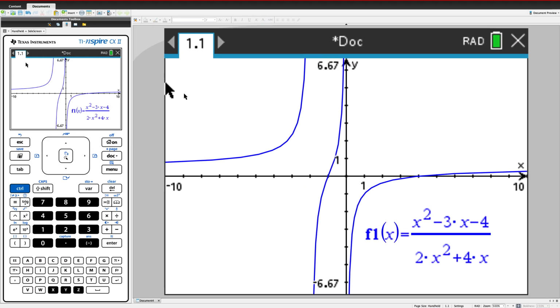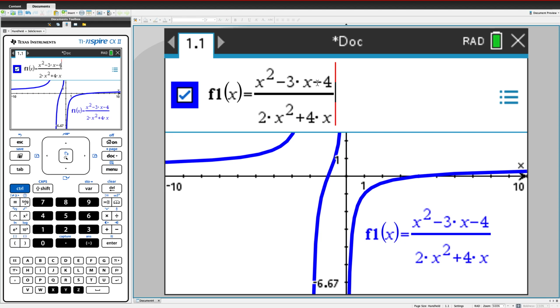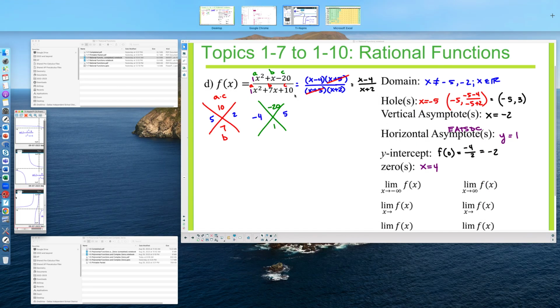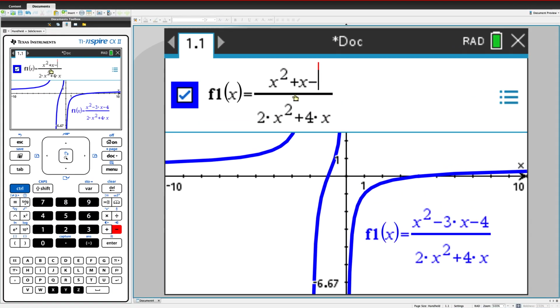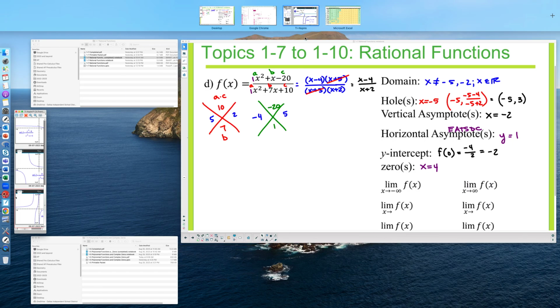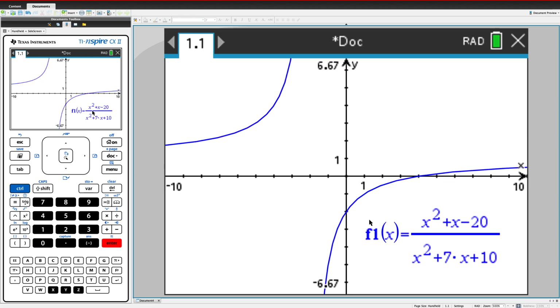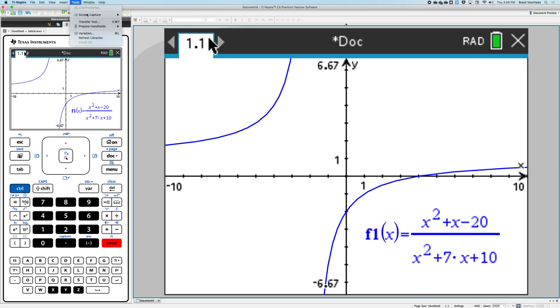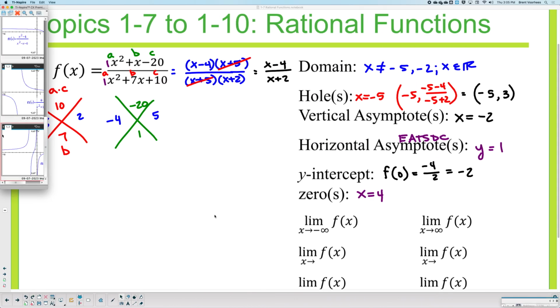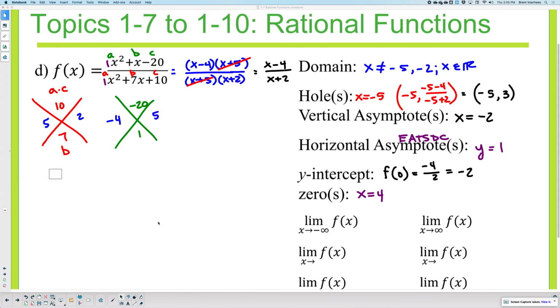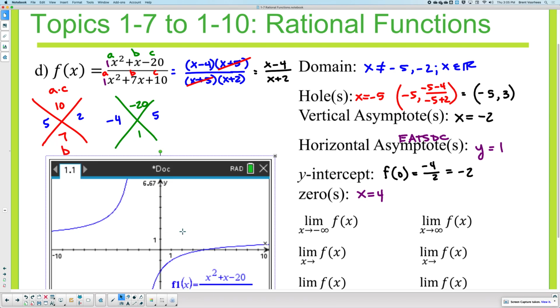Alright, so f of x, x squared plus, I've forgotten already, plus x minus 20, and then we had x squared plus 7x plus 10. Alright, here's our function we're seeing. I want to take a picture of this. Okay, let's check out our values.